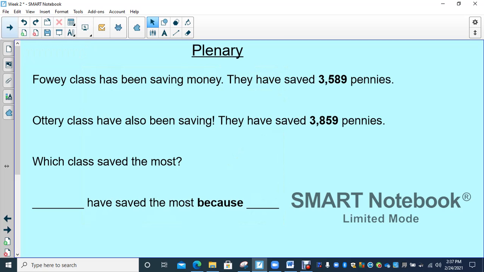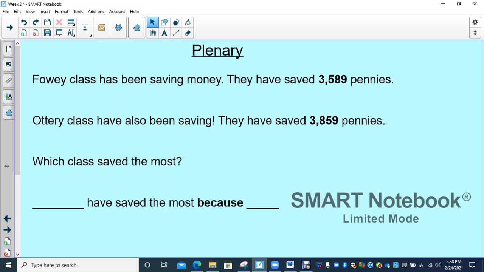Okay. Finally, guys, the plenary. See if you can work this one out independently, and then let's go through the answer together. Boy class has been saving money. They have saved 3,589 pence. Ottery class have also been saving. Woohoo, Ottery! They have saved 38 pence. No, my goodness, 3,859 pence. I'm already trying to convert it. So which class saved the most? And then I've got a sentence stem at the bottom.